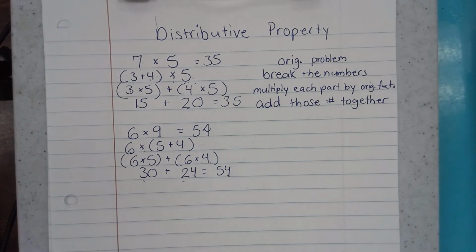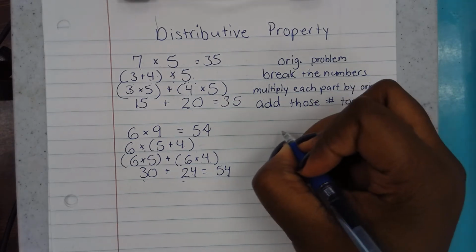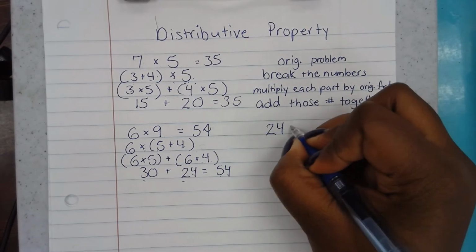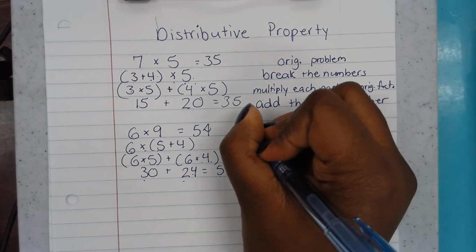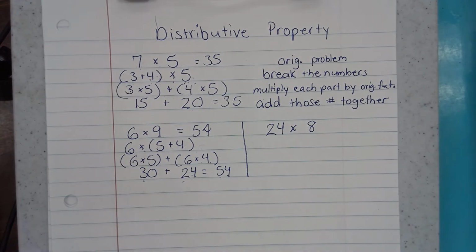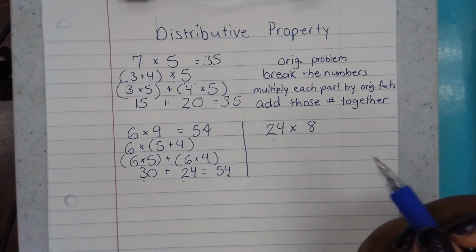Okay, good. Now let's see what that looks like with the larger number, because that's really why third graders learn it, so that they can multiply larger numbers. So we are going to work with the number, we're going to go 24 times 8. So when you're working with the larger number, it's easier to see which number I'm going to break apart. Obviously, I want to break apart 24.